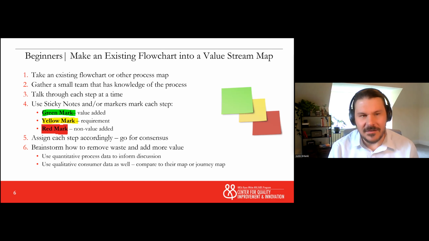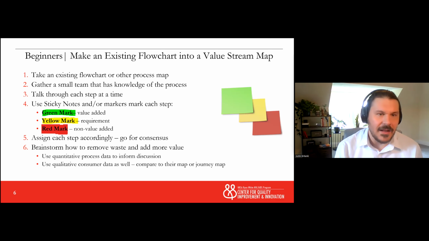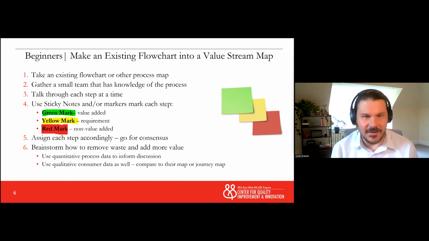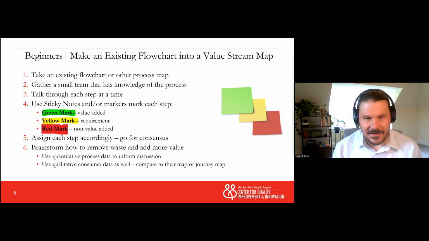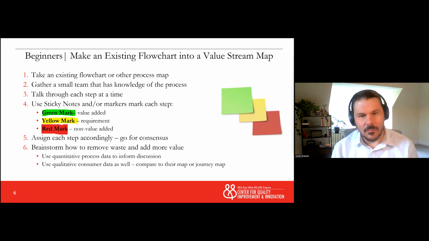Does the end user really value this? And then maybe we're going to brainstorm some different ways to remove waste and add more value. And maybe we're going to bring some data into the discussion at that point. So that's, I think, the real basic way to do this. Does this make sense for folks?